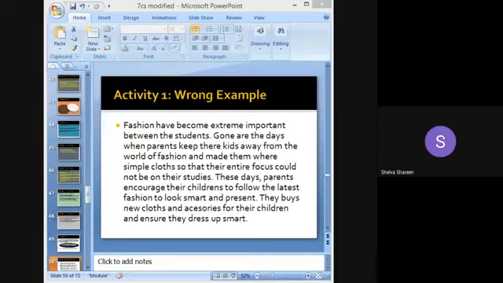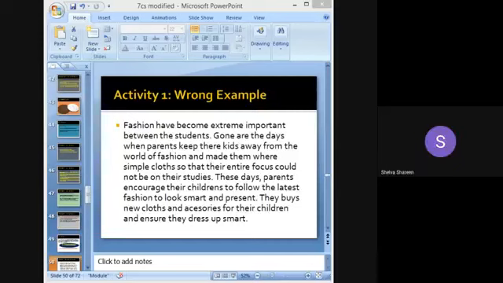Instead of could not be on their studies, it should be could be on their studies. So Noor, that would be a grammatical error or an error in information. Error in information. Their entire focus could be on their studies. These days, parents encourage their children to follow the latest fashion to look smart and presentable. It should be children. Then they buy new clothes and accessories. It should be buy. Clothes and accessories are spelled wrong.